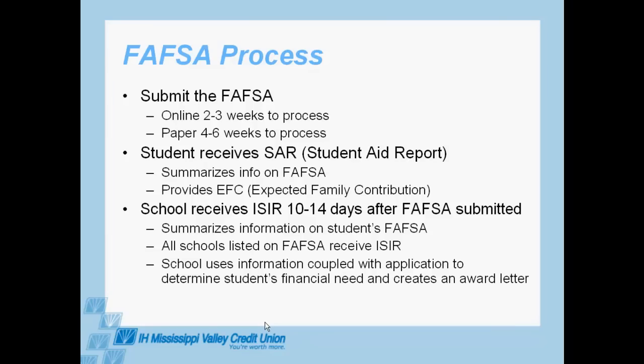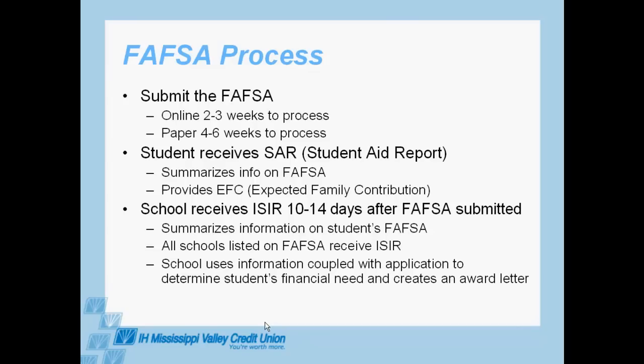Once you submit your Free Application for Federal Student Aid, you'll receive back within about 2 to 3 weeks what's called a Student Aid Report. This Student Aid Report summarizes all the information that you listed on the application. It's extremely important that you review the information for accuracy, because if you left off a zero somewhere or you put an extra zero somewhere, it's going to ultimately affect the amount of financial aid available to you. So review your Student Aid Report for accuracy, and if you need to make any changes, please make them immediately.